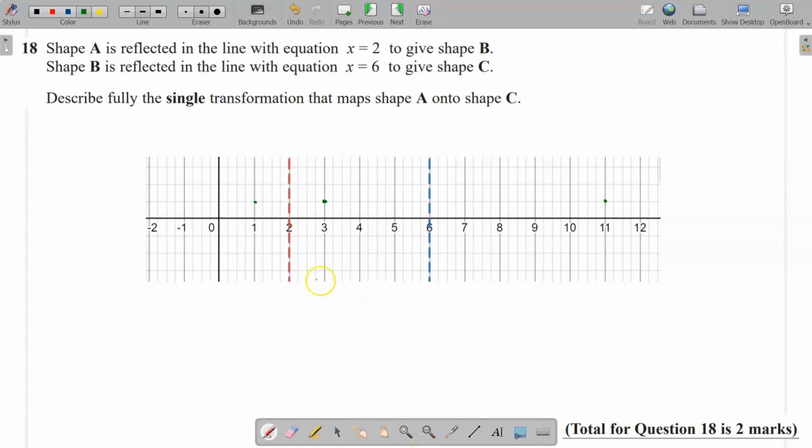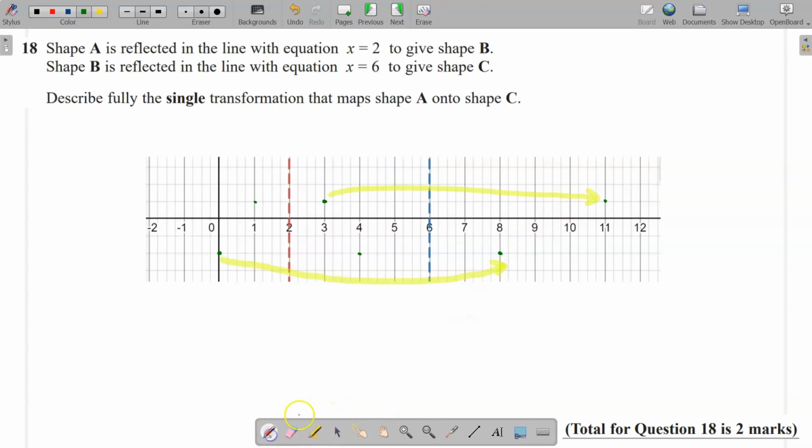Now we'll just try a different point. In fact, we'll even try one that starts over here. We'll start by reflecting it in the red line, so it'll be here. That's the first reflection. Then we've got to reflect it in the blue line, which will actually take it to here. And you'll notice that that's also moved 8 places. So the first one started here and ended up here, and this one started here and ended up 8 places to the right. And that will always be the case.